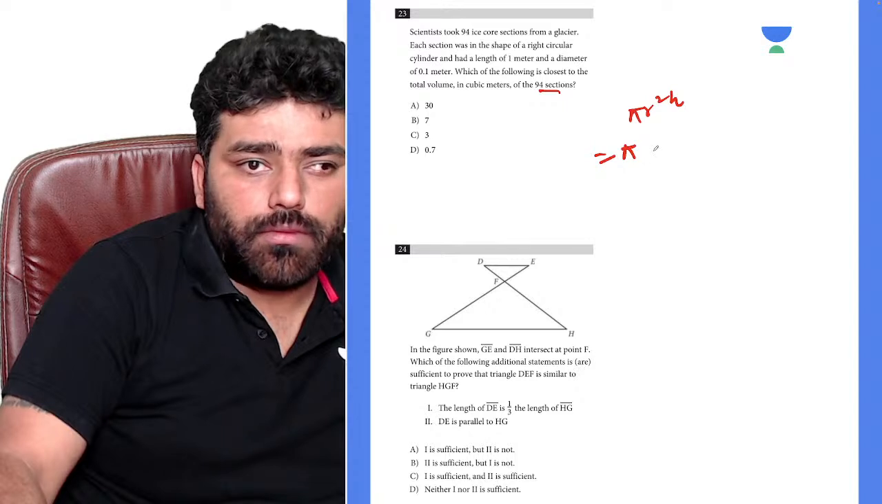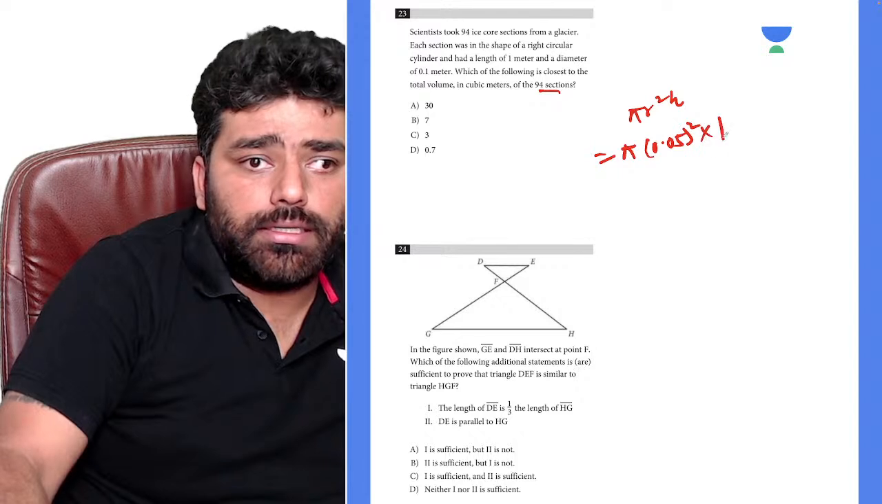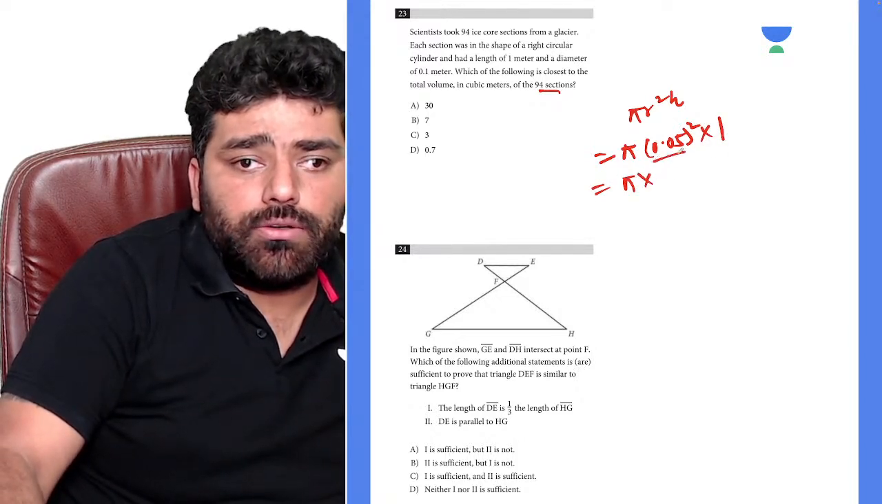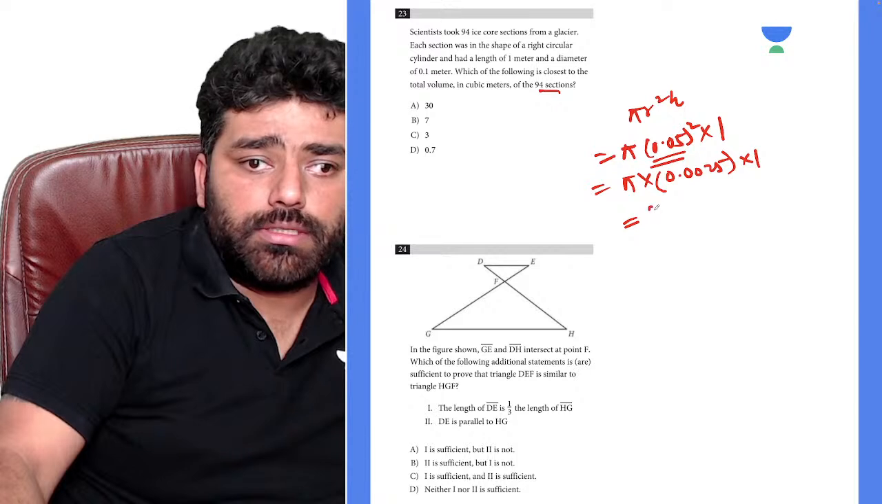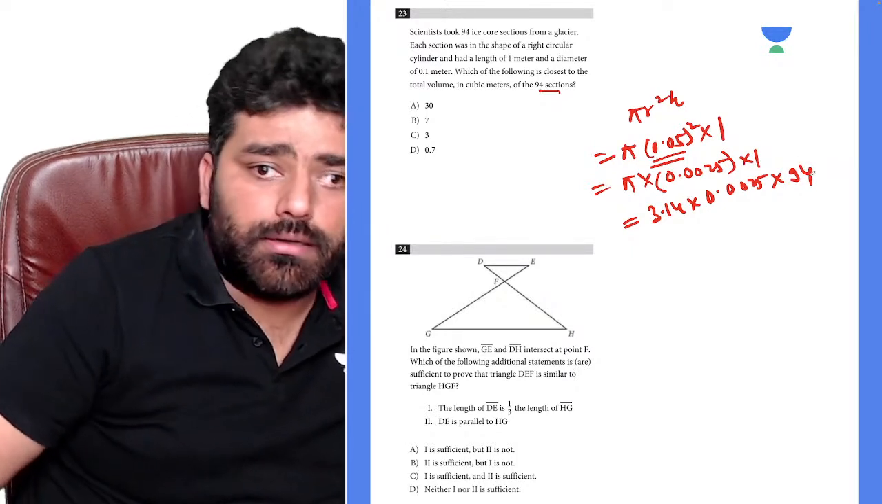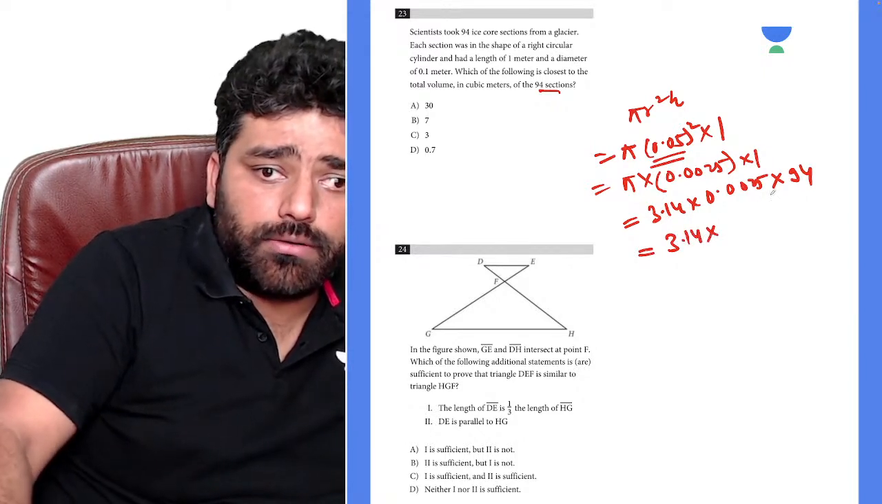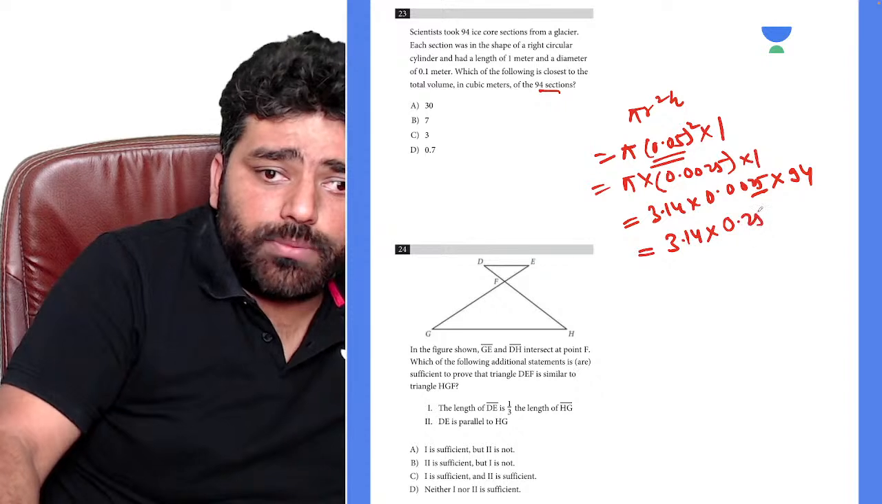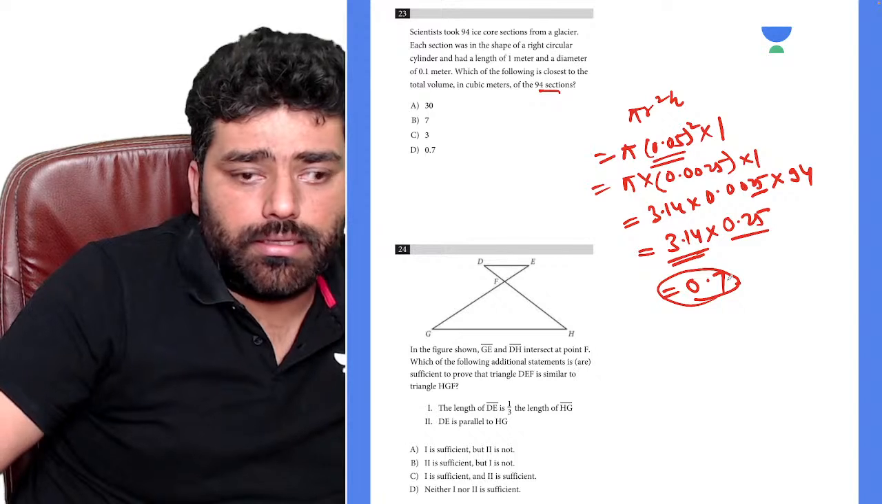Radius: the diameter is 0.1 meter, so the radius will be 0.05. Squared, and the height is 1, so pi into that, that is going to be 0.0025 multiplied by 1, and then this is 3.14 times 0.0025, and then multiply by 94. What is that going to be? So 94 is approximately 100. You can think like that if you don't want to use the calculator. If you multiply by 100 here, what do you get? 0.25, and 0.25 multiplied by pi, so it should be D, approximately, right?